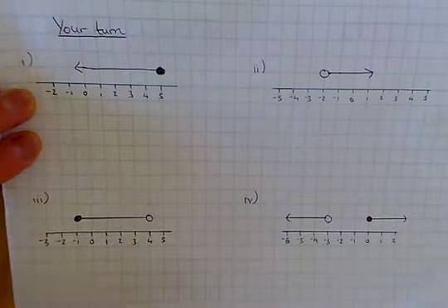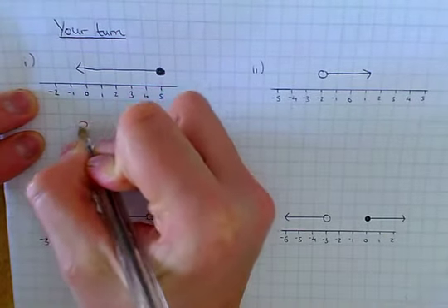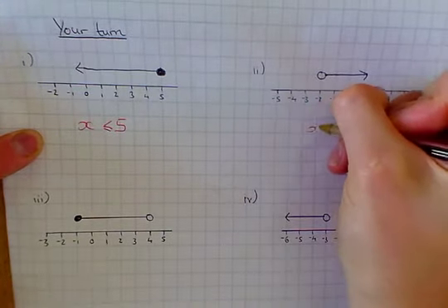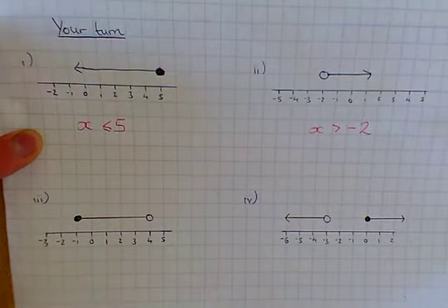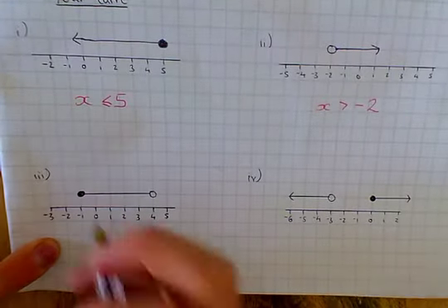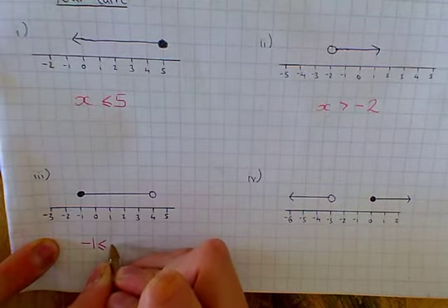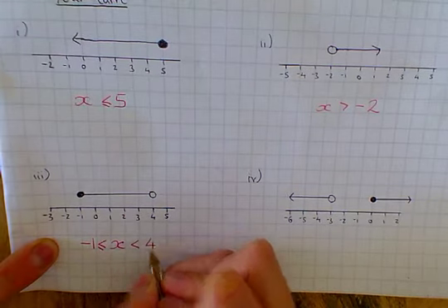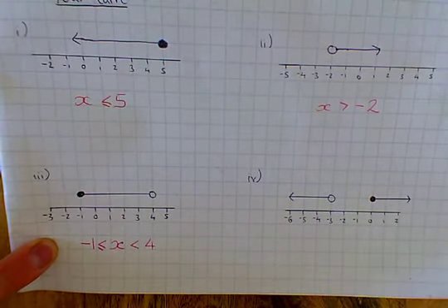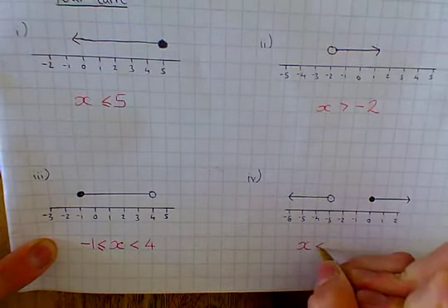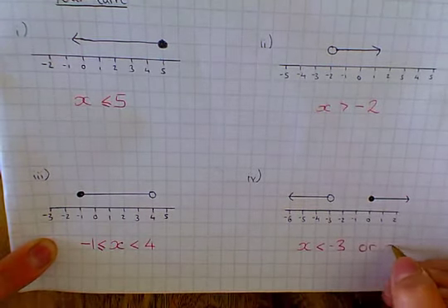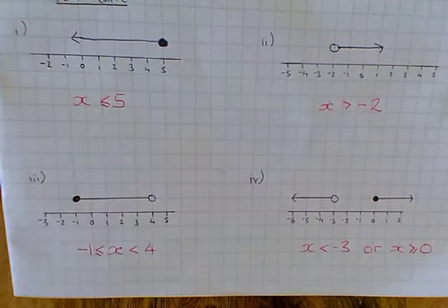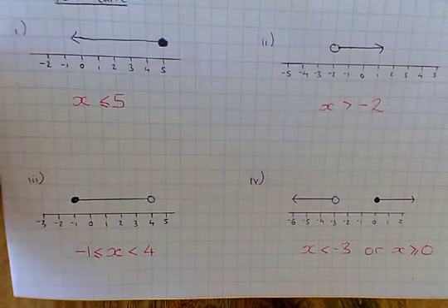Okay, so hopefully you've had a go there. Here you can see on part I the answer is x is less than or equal to 5. On II, x is greater than -2. On part III, x is greater than or equal to -1 and x is less than 4. And on IV, we can see that x is less than -3 or x is greater than or equal to 0. And make sure that you've got your signs correct there as well.